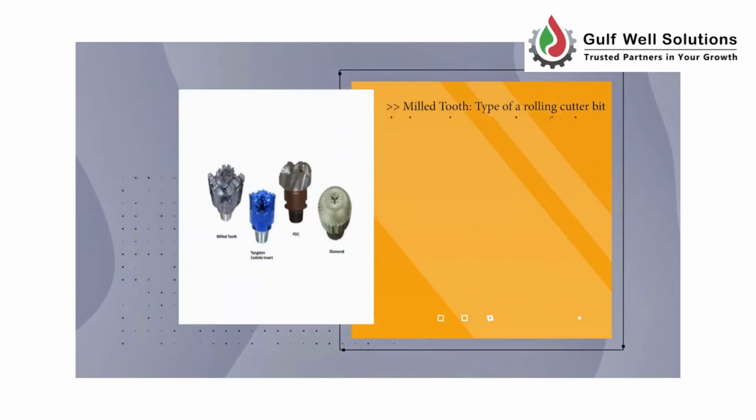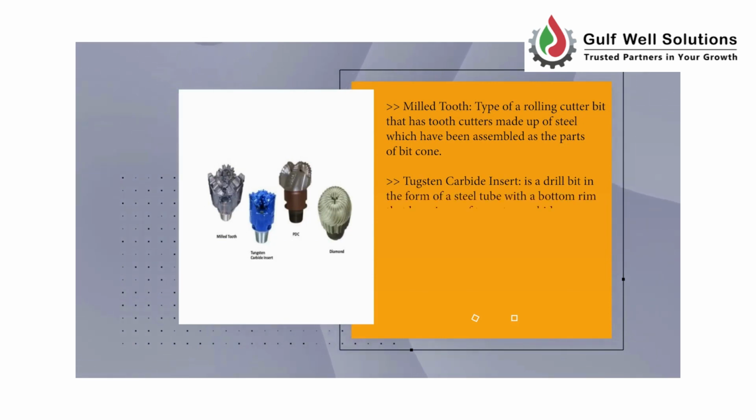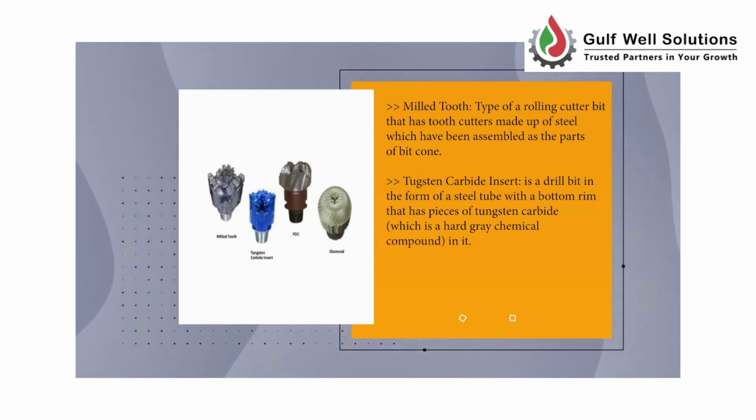Milled tooth, a type of rolling cutter bit that has tooth cutters made of steel which have been assembled as the parts of the bit cone. Tungsten carbide insert, is a drill bit in the form of a steel tube with a bottom rim that has pieces of tungsten carbide, which is a hard gray chemical compound, in it.